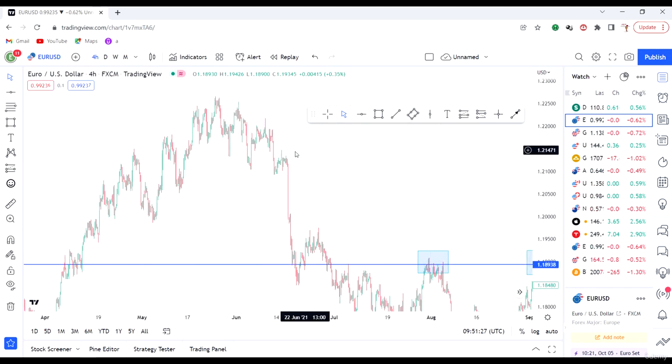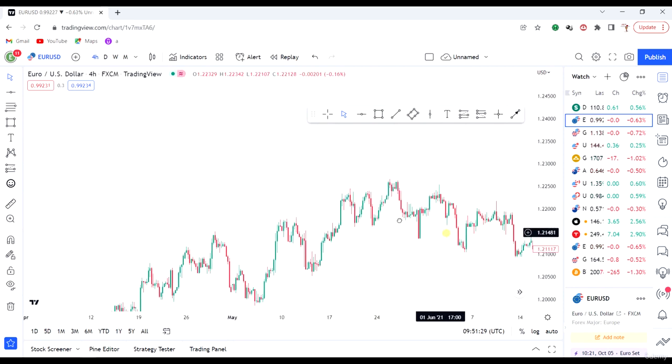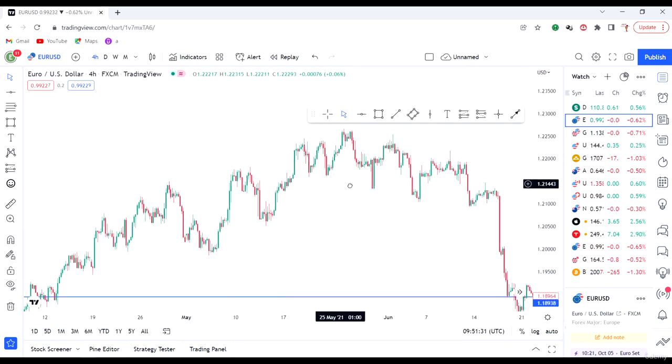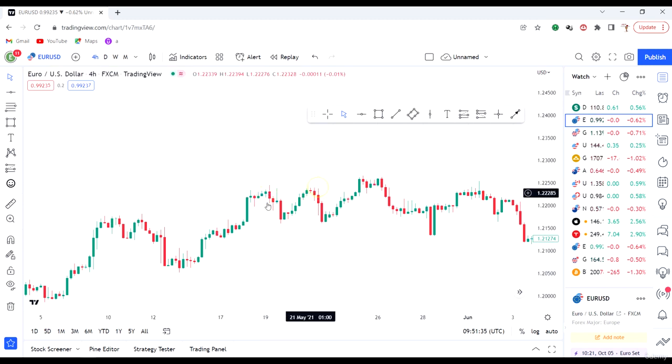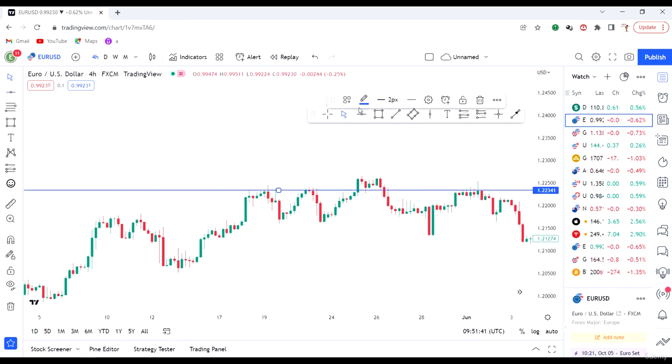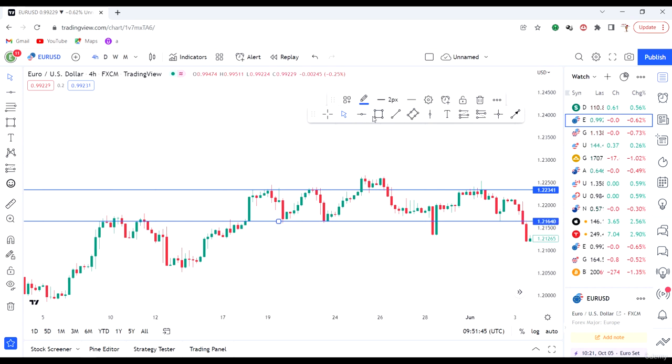And we've got one example. Let's come here and look at another example. Now this is another example of a double top here, and this is another example of a double bottom. Remember I said it's not going to play out perfectly all the time. So let's assume this is a double bottom.